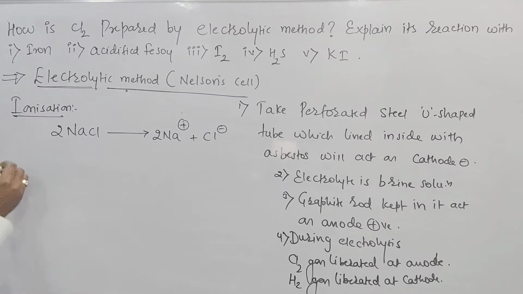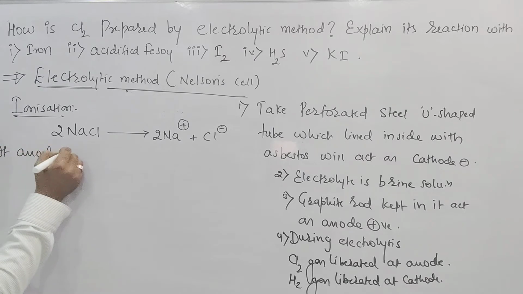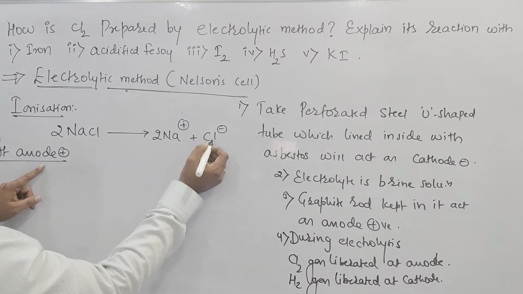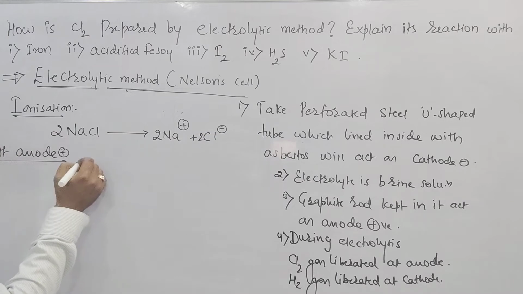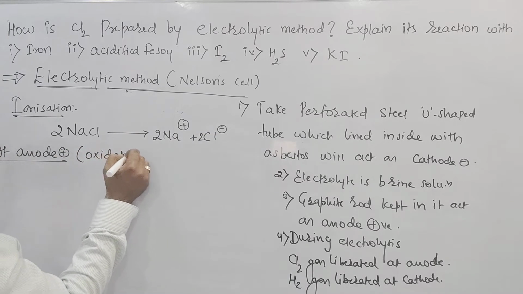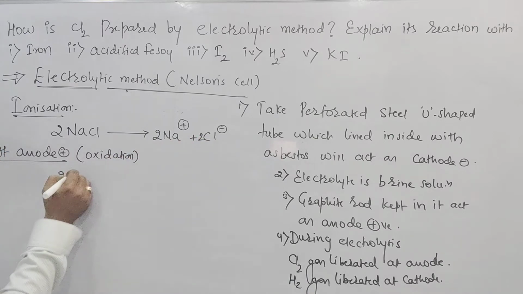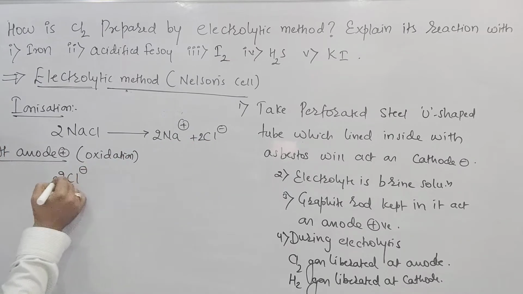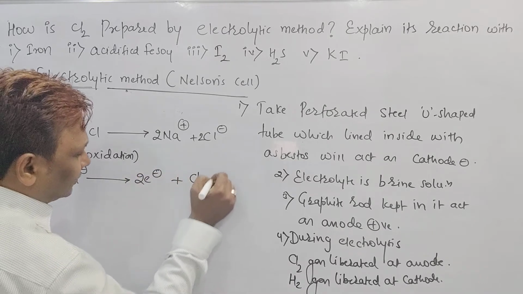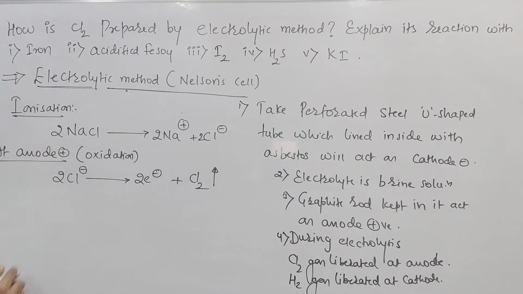We know initially we have to write the reactions, and the anode reaction should always be written first, beta. We have to mention the anode reaction first. The anode is positively charged, so negative ions will come over it. In the anode, oxidation always takes place. That means these 2 Cl minus, which have excess electrons, lose 2 electrons and liberate chlorine gas at the anode.